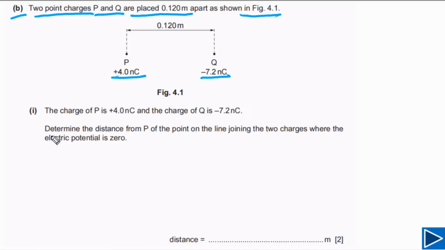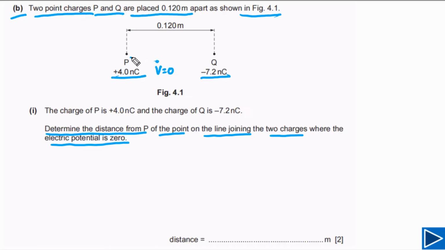For this question, we need to determine the distance from point P of the point on the line joining the 2 charges where electric potential is 0. This means we need to find a point at a certain distance from P where potential is 0. It means the value of V is equal to 0.